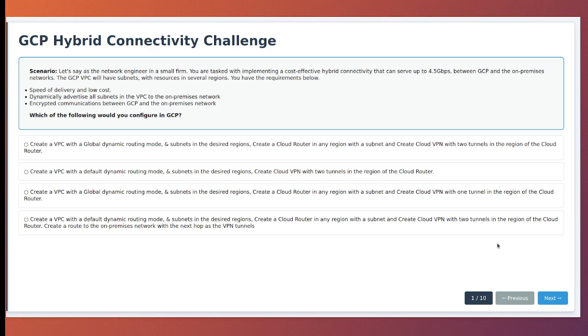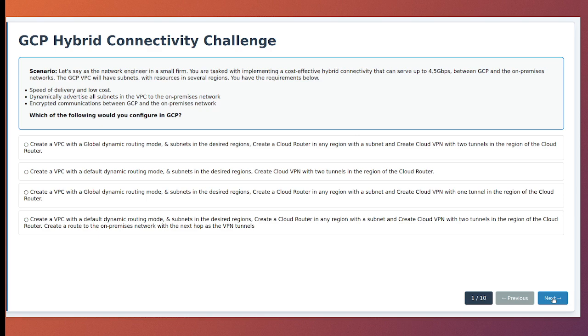Option 3. Create a VPC with a global dynamic routing mode and subnets in the desired regions. Create a cloud router in any region with a subnet and create cloud VPN with 1 tunnel in the region of the cloud router. Option 4. Create a VPC with a default dynamic routing mode and subnets in the desired regions. Create a cloud router in any region with a subnet and create cloud VPN with 2 tunnels in the region of the cloud router. Create a route to the on-premises network with the next hop as the VPN tunnels.